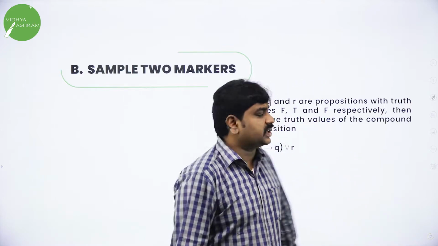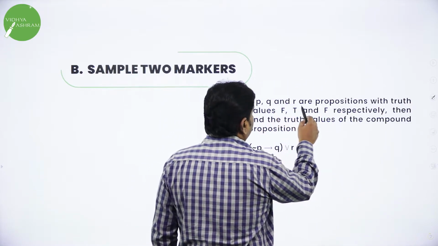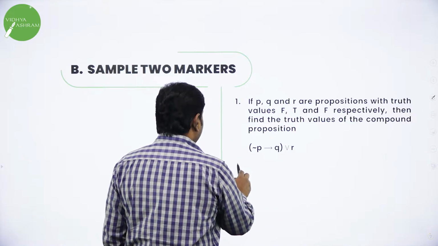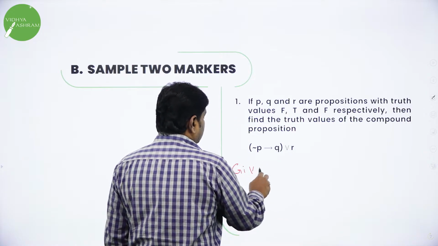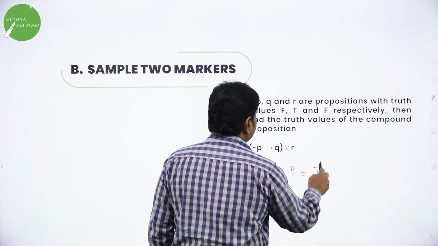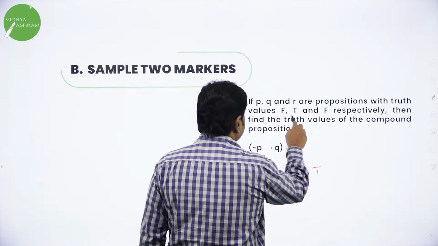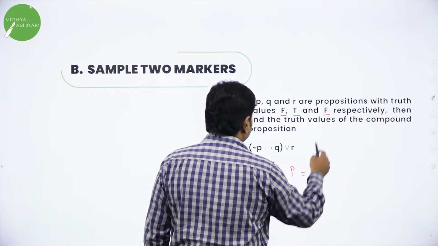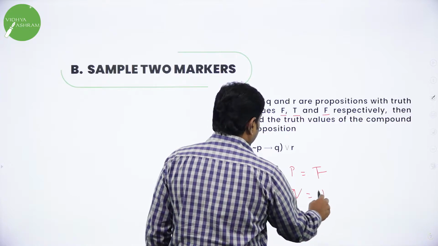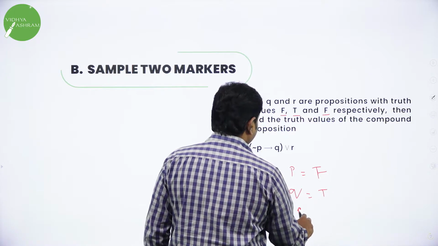So in the question they have clearly mentioned P, Q, R are propositions with truth values false, true, false. So first write what is given. So they have given truth values. P they gave false, Q they gave true, R they gave false.